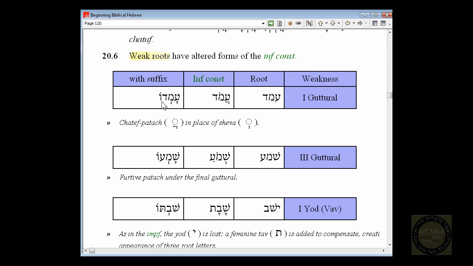Now, if you know your vocabulary, and again, absolutely critical, up to this point, you have seen these suffixes attached only to nouns. That's how you learned them. So when you see a suffix attached to a verb, you know this is a verb because you know your vocabulary. Your first thought should be, I wonder if this is an infinitive construct.